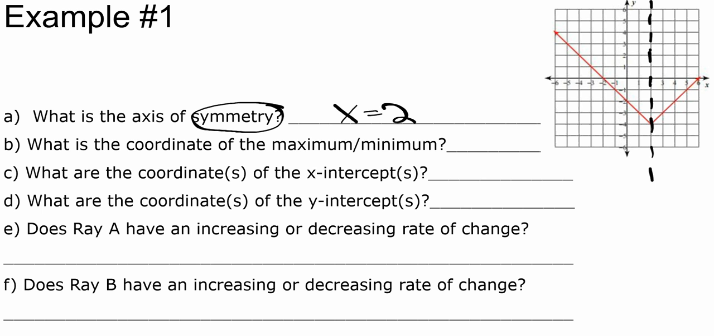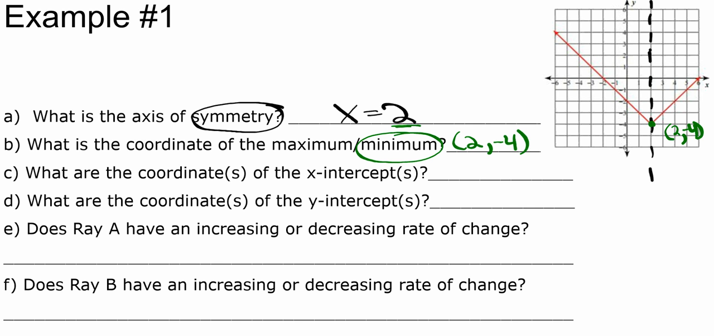The next point they asked us about is the maximum or the minimum. On this graph, we have a minimum. That's because it's the lowest point. That vertex is located at the point 2. Notice how that's the same value as our axis of symmetry for x. And it's down 1, 2, 3, 4. So our minimum is at (2, -4).